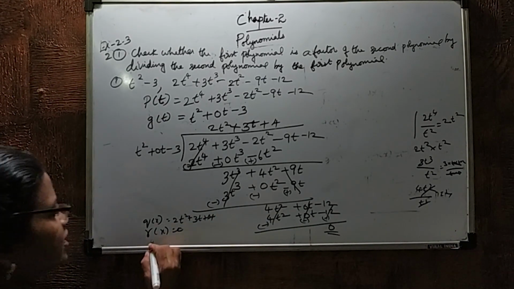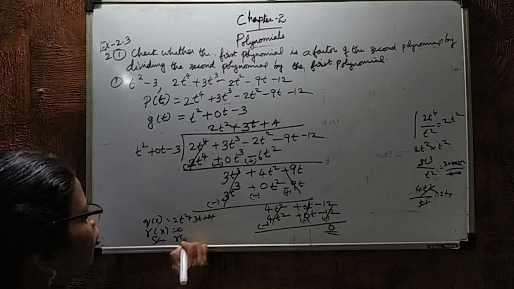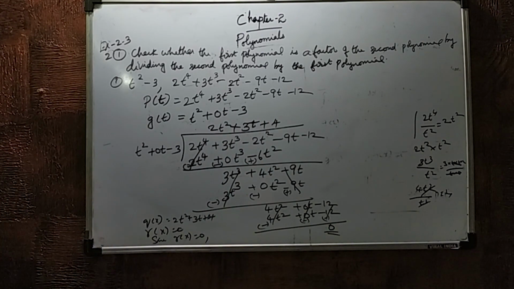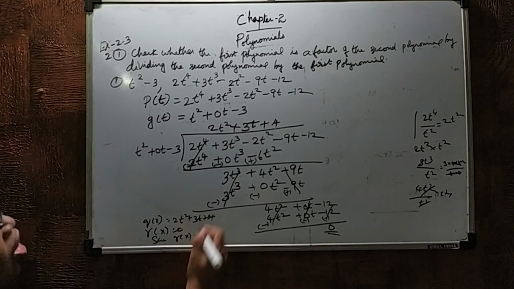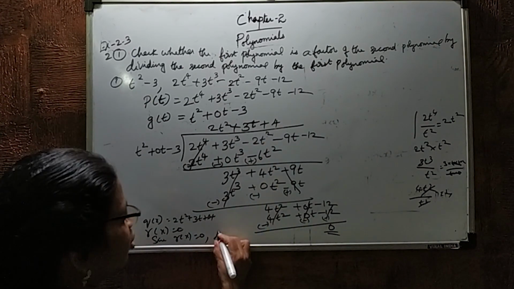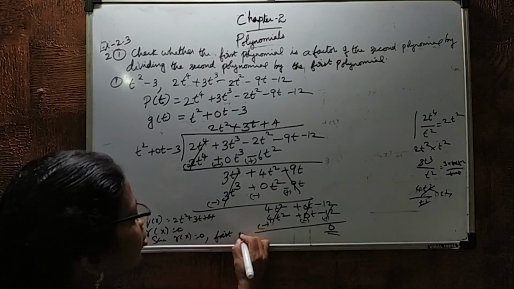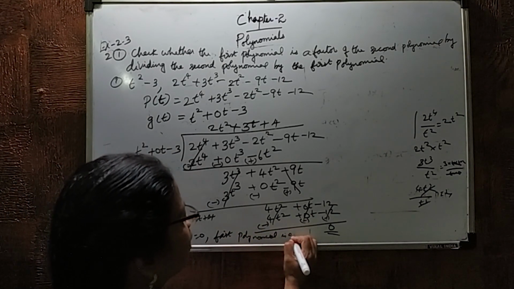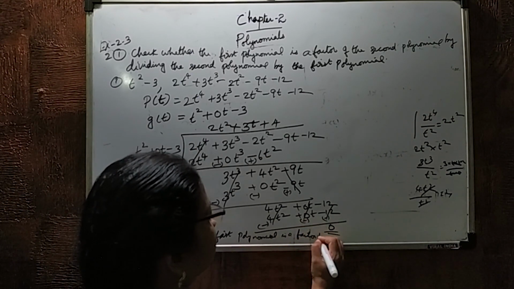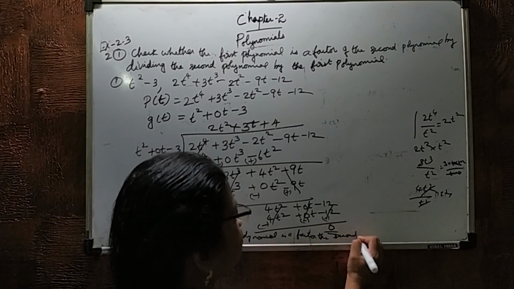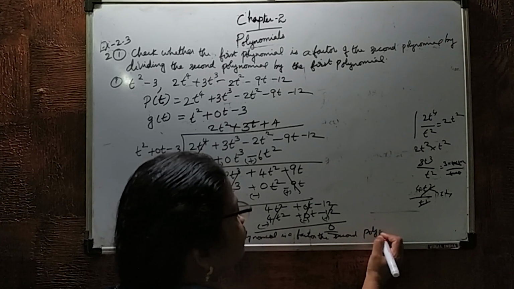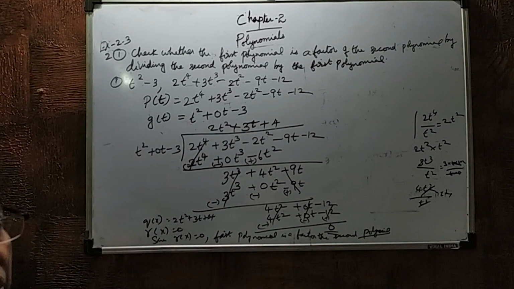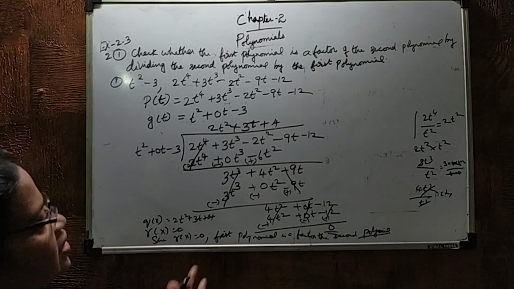We have to write since r of x is equal to 0, then what is the thing you have to write and find out? So it is whether the first polynomial is a factor of the second polynomial. First polynomial is a factor of the second polynomial. This is the thing you have to complete. Okay, these are the steps you have to write.